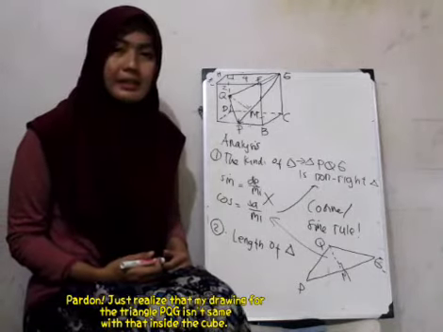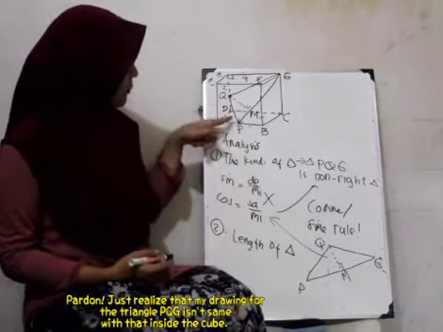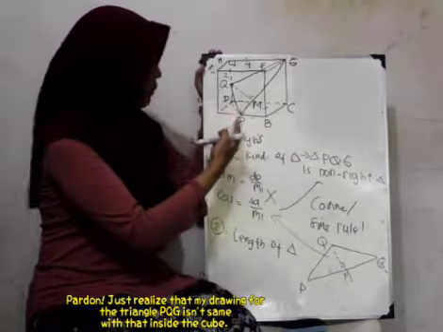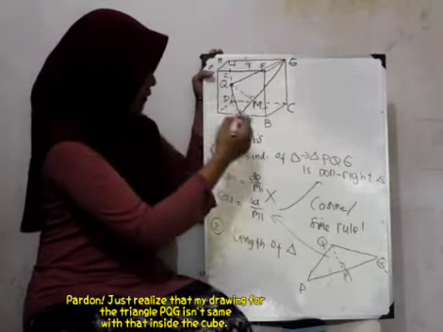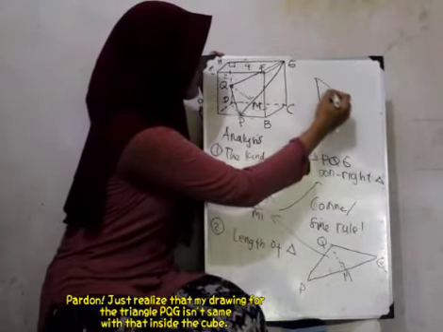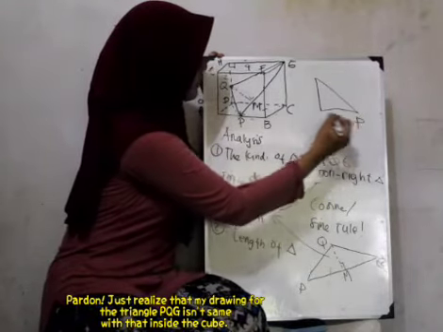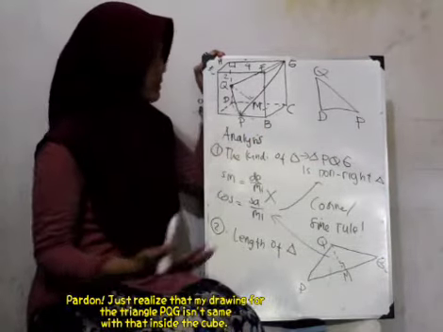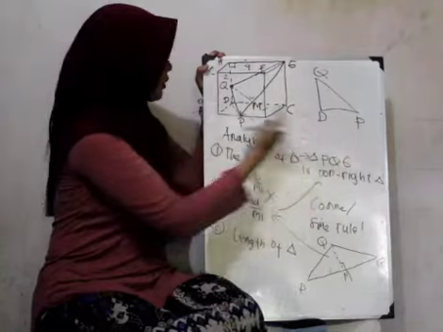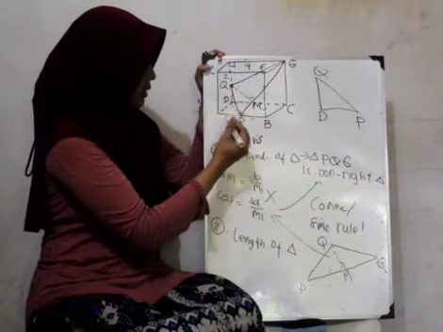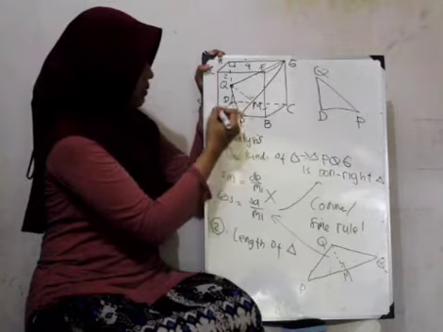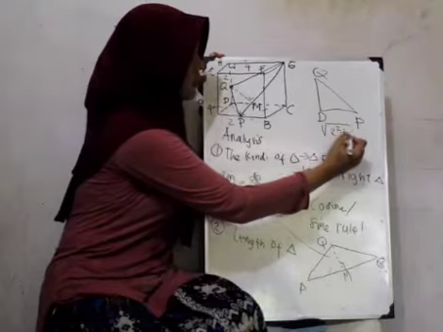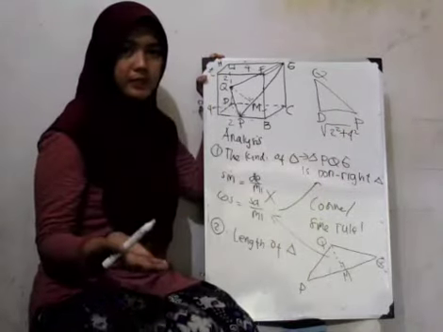The first one is PQ. PQ here is the hypotenuse, and if I move it just here, this is PDQ. DP here is also a hypotenuse. This one is 2 and this one is 4, so it means DP is the square root of 2 squared plus 4 squared. Did you get it?